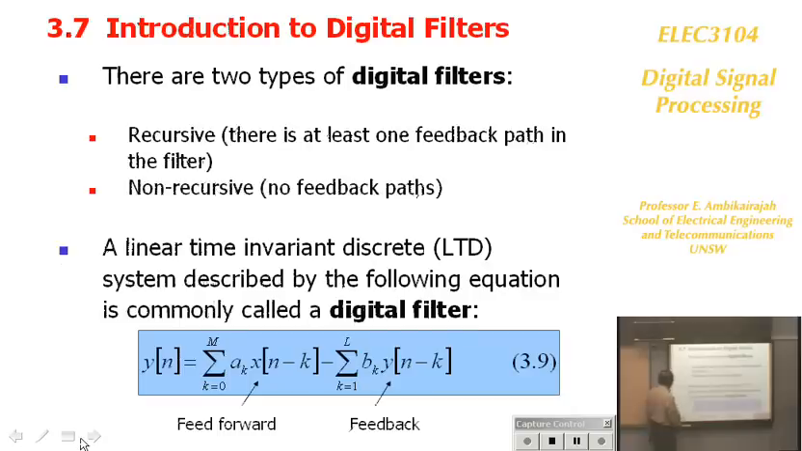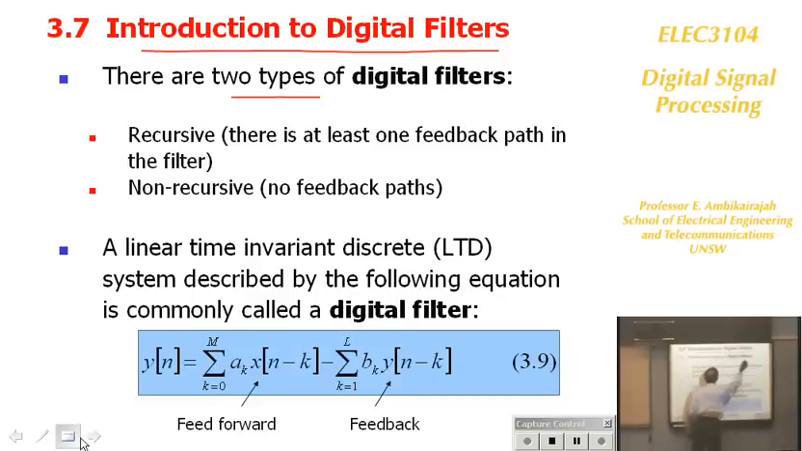Now we come back to our chapter 3b, which is the introduction to digital systems. Earlier we studied digital systems; now we are going to put them all into a filter perspective. There are two types of digital filters available. One is called recursive, which means there is at least one feedback path. The second is called non-recursive, where there's no feedback path at all, everything is feed forward.